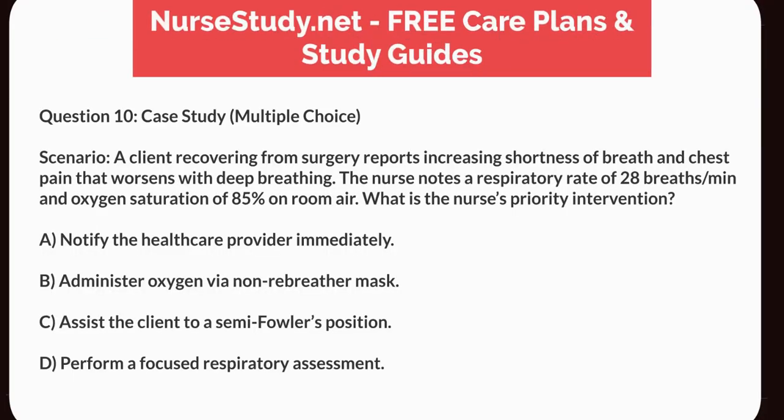Question 10, Case Study, Multiple Choice. Scenario: a client recovering from surgery reports increasing shortness of breath and chest pain that worsens with deep breathing. The nurse notes a respiratory rate of 28 breaths per minute and oxygen saturation of 85% on room air. What is the nurse's priority intervention?